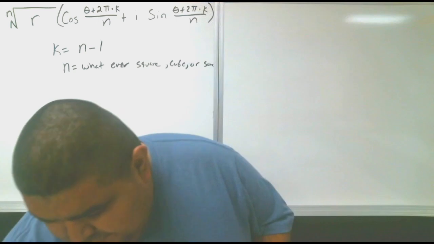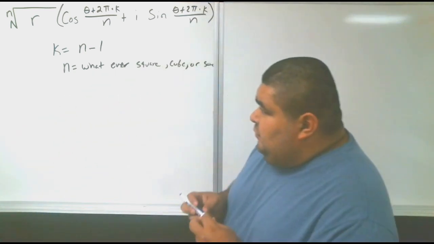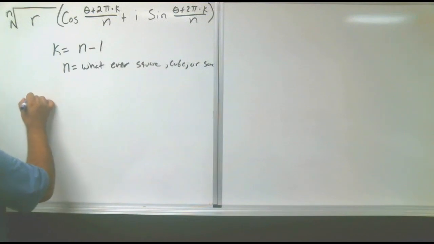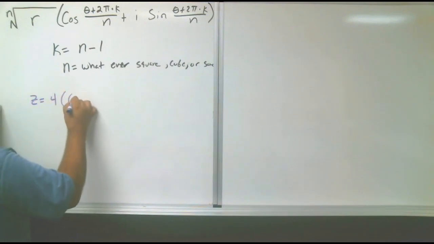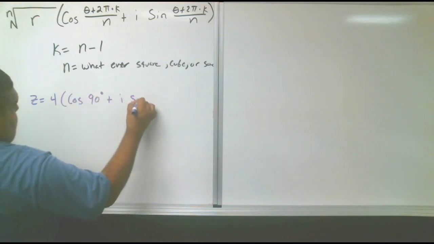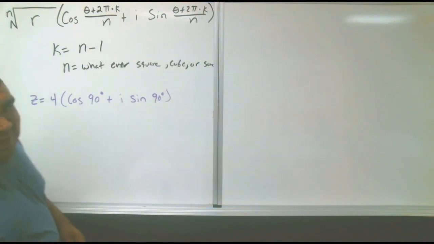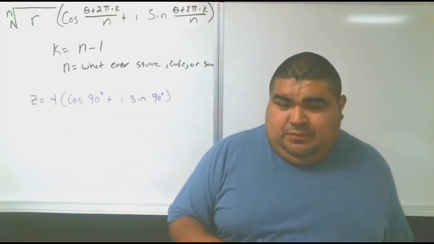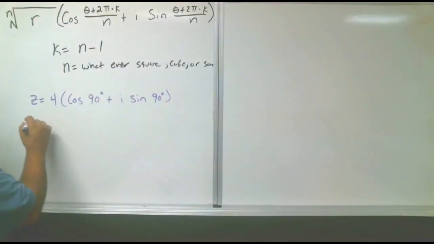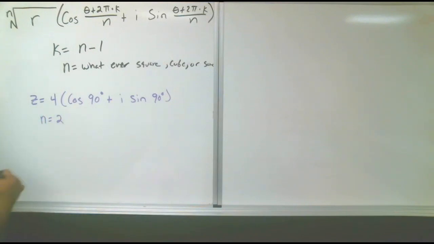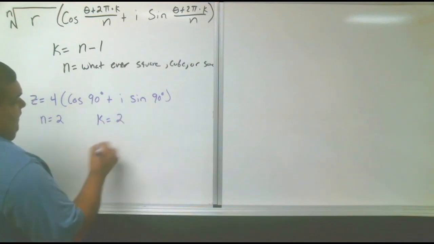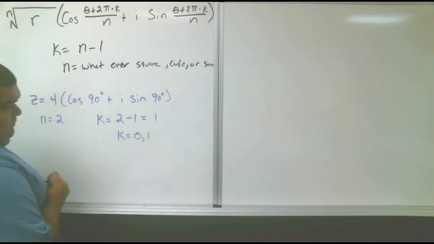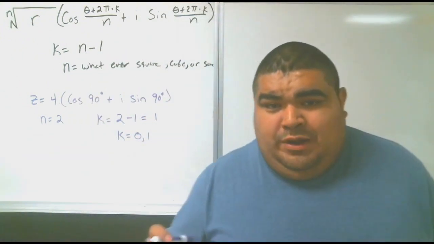Meaning, for our example for today, I'm going to do 2 examples. The first one is z equals 4 times cosine of 90 degrees plus i sine of 90 degrees, and it's asking us to find the square root of our radius. So therefore, if we're looking for square roots, n equals 2. For k, n minus 1 equals 2 minus 1 is 1, that means that k equals 0 and 1. It can be either one.